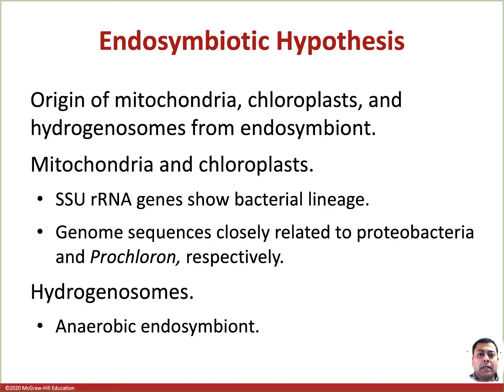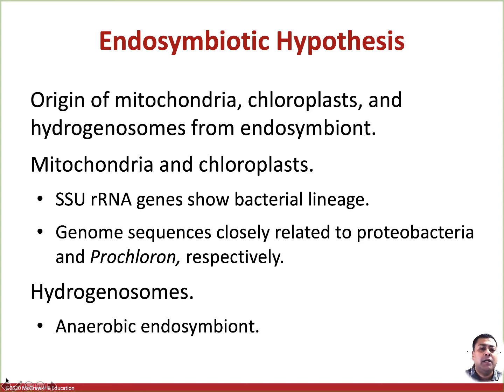Another idea, the endosymbiotic hypothesis, basically tells how the mitochondria, chloroplasts, and hydrogenosomes developed in a eukaryotic cell. The hypothesis is that the mitochondria, chloroplasts, and these structures were different types of bacteria which were engulfed by a cell, and they modified their functions and became a part of it, like the mitochondria and the chloroplast.